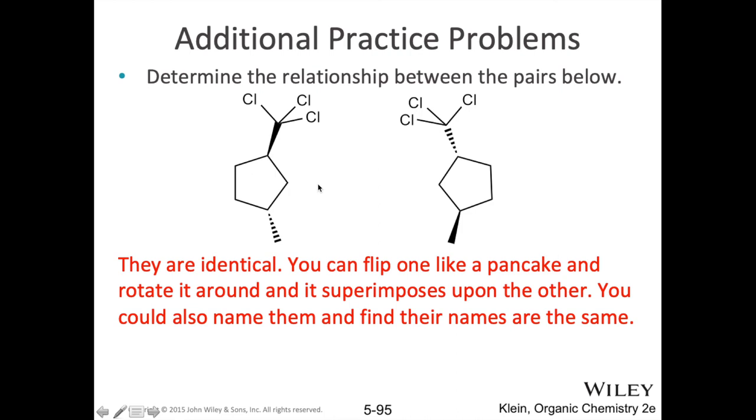Again, if you're having trouble seeing that, especially trying to visualize it in 3D, one way to do this is to just assign R and S configurations to these two chiral centers. And you'll see that the chirality is the same in both molecules. The Cahn-Ingold-Prelog designation here will be the same as the one here. And likewise, this carbon here will be the same as this one here. And that's how you can tell they're identical molecules.